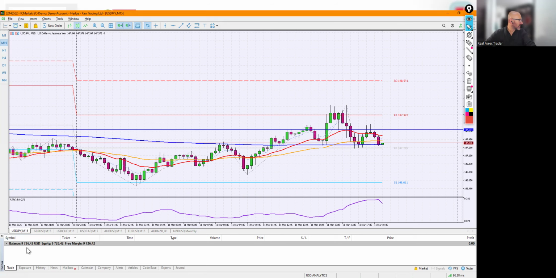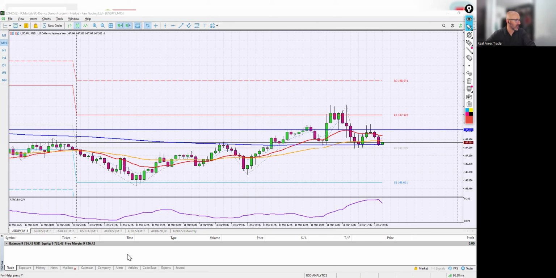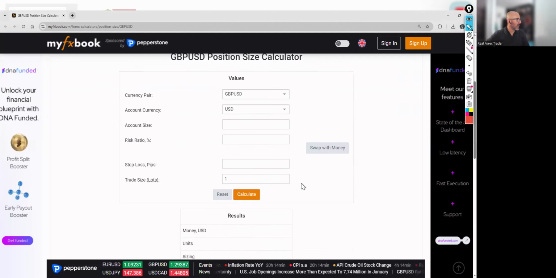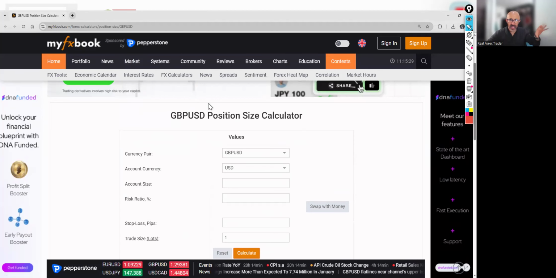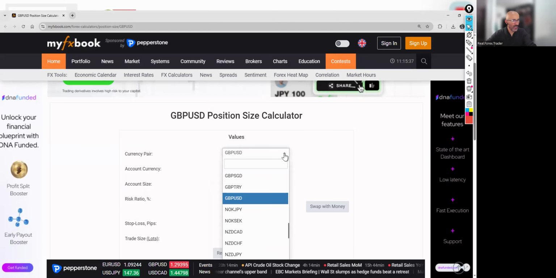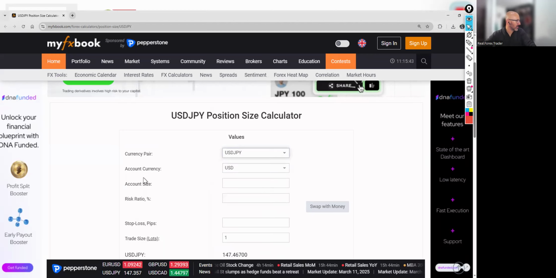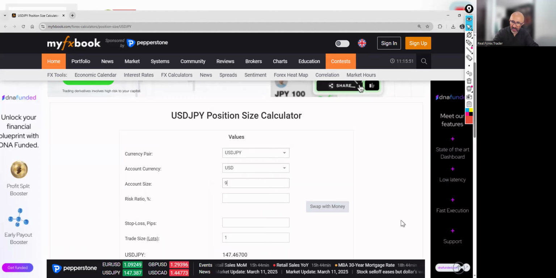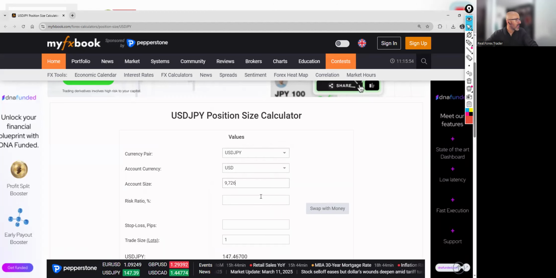My account balance is 9,726. So let's move forward to our tool. Remember, I'm going to put this one in the description of the video as well. I am trading American dollar versus Japanese yen, so I use it here, Japanese yen. That is my instrument, my pair is this one. The account size: my account is 9,726.